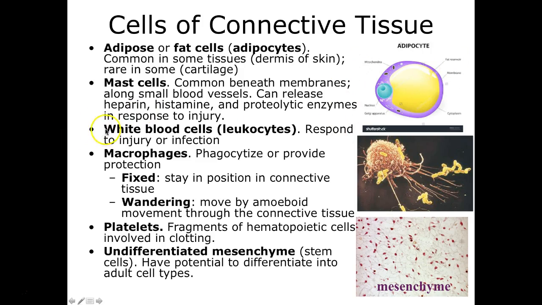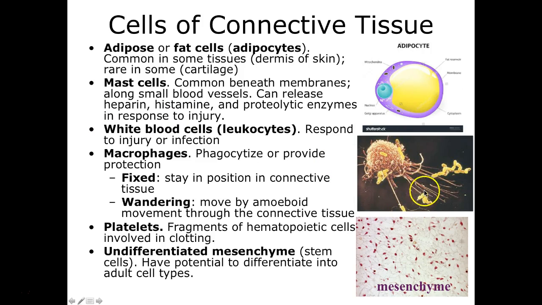Next, we have our white blood cells, also known as leukocytes. They're going to respond to injury or infection. So we'll learn a lot more about these guys in our immune system lectures, but we're going to have an accumulation of lymphocytes within an area that has any injury or infection, like we mentioned, within our connective tissues. And usually we'll find these white blood cells beneath the epithelial lining of certain parts of our digestive system as well.